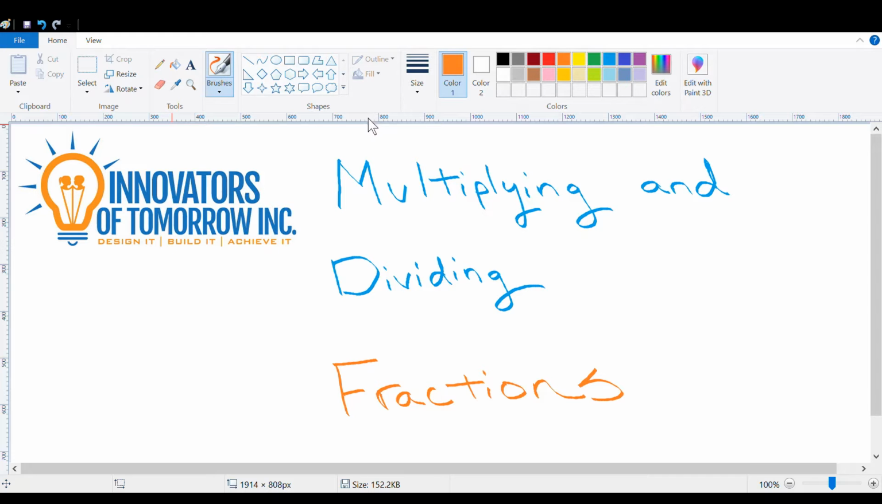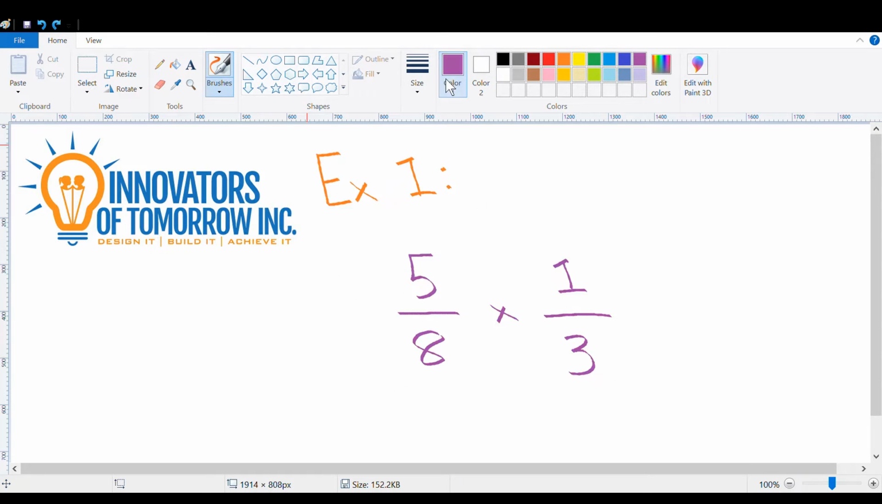Multiplying and dividing fractions turns out to be much simpler than adding or subtracting fractions. Let's start off with multiplying fractions. Here we have 5 over 8 times 1 over 3. If we were to add or subtract, we would need to find a common denominator or use the ancient mathematician method we learned last time.